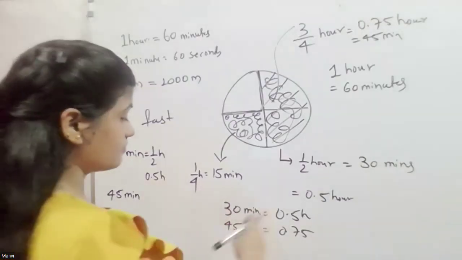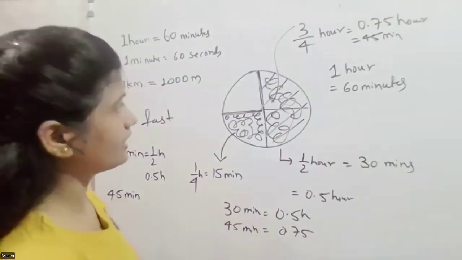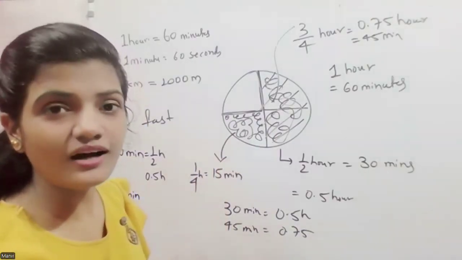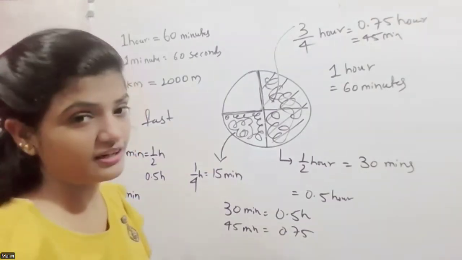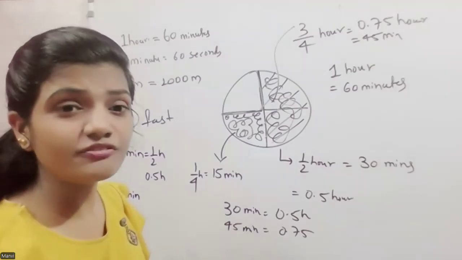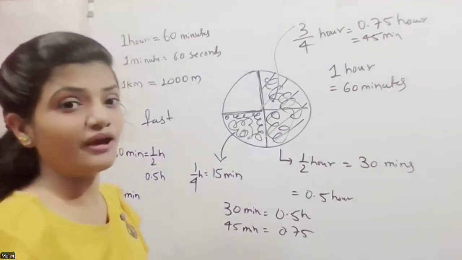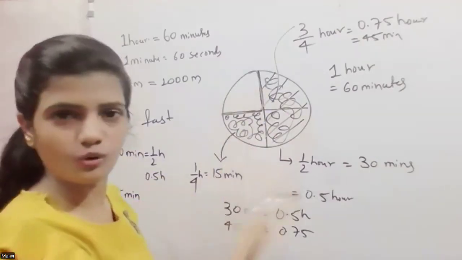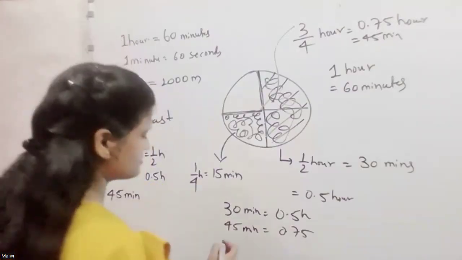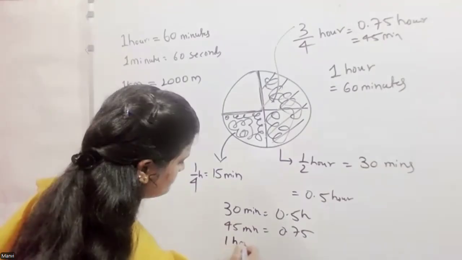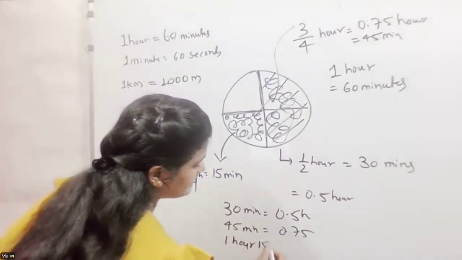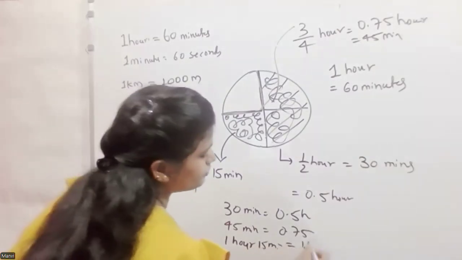Now, another question is 1 hour 15 minutes. How many hours is 1 hour 15 minutes? I said 1.25. Very good, very good. Because 1 hour is whole, and this quarter represents 0.25, right? So 1 hour 15 minutes equals 1.25.